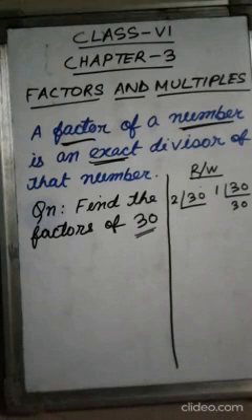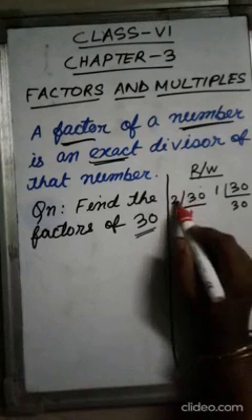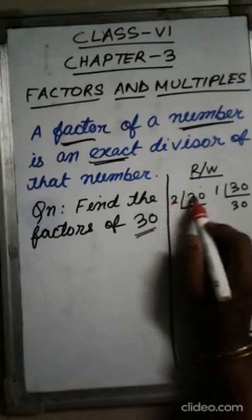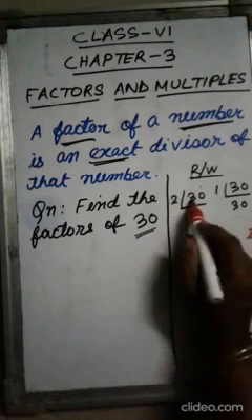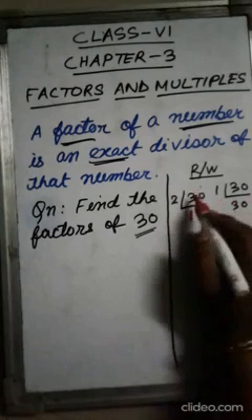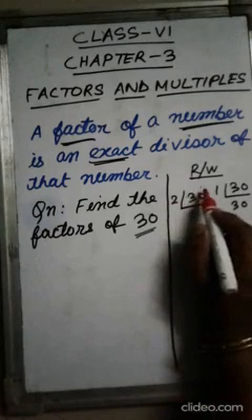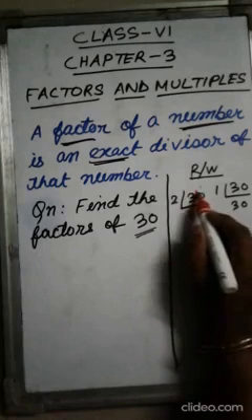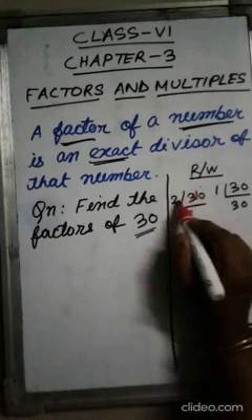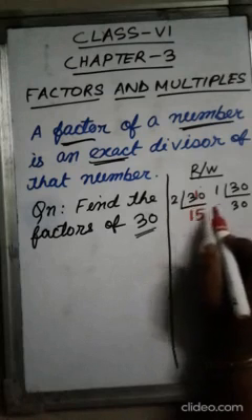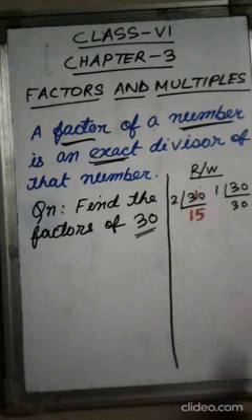How to divide this? In 3, 2 is divisible 1 time. 2 into 1 is 2. 3 minus 2, remainder is 1. This remainder will come with this 0. It becomes 10. So 2 and 5. 2 into 5 is 10. I hope you understand the short division.